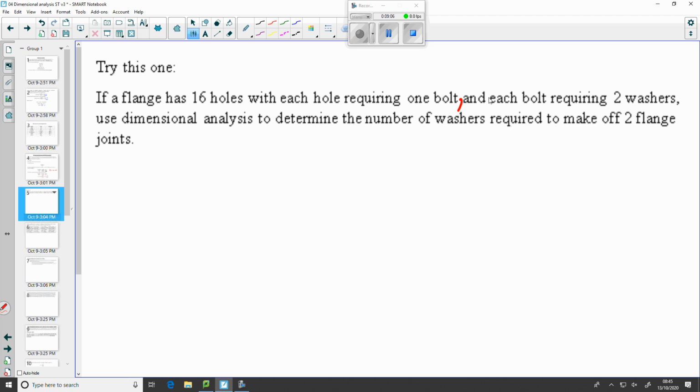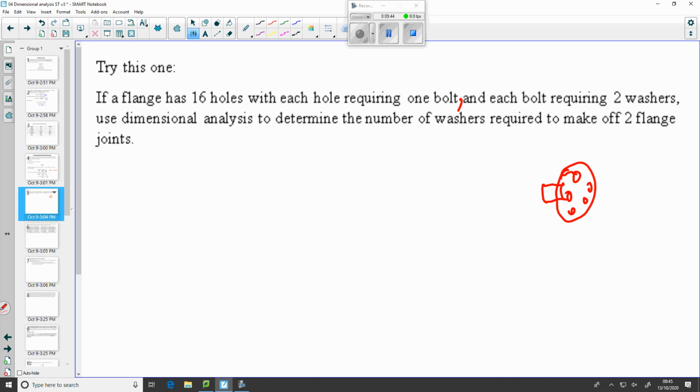So it's a flange. You all know what a flange is. If you had two pieces of pipe that you want to join together, you put a flange on the end, put a load of holes in it, same on the other piece coming from this way, and bolt them together with a gasket. So this flange has got 16 holes, and they each require one bolt, and each bolt requires two washers.